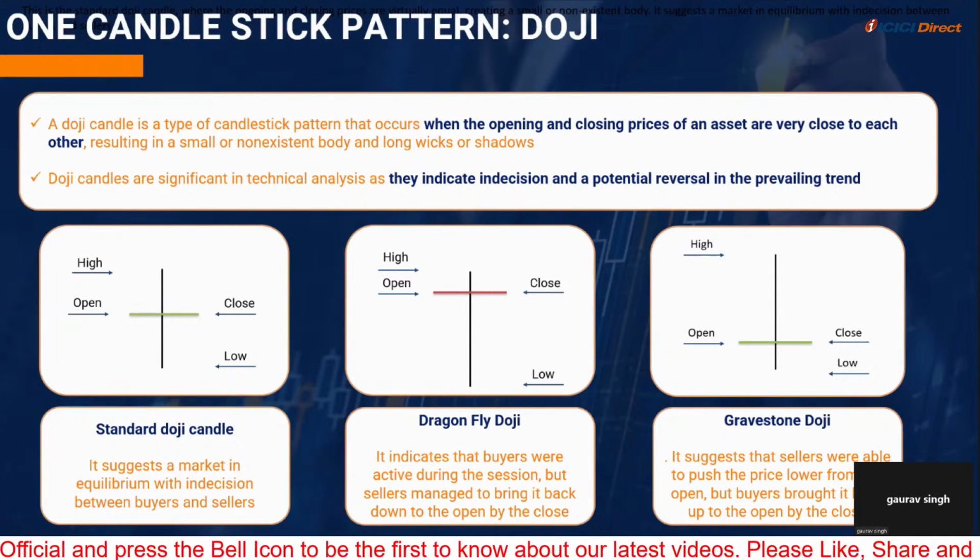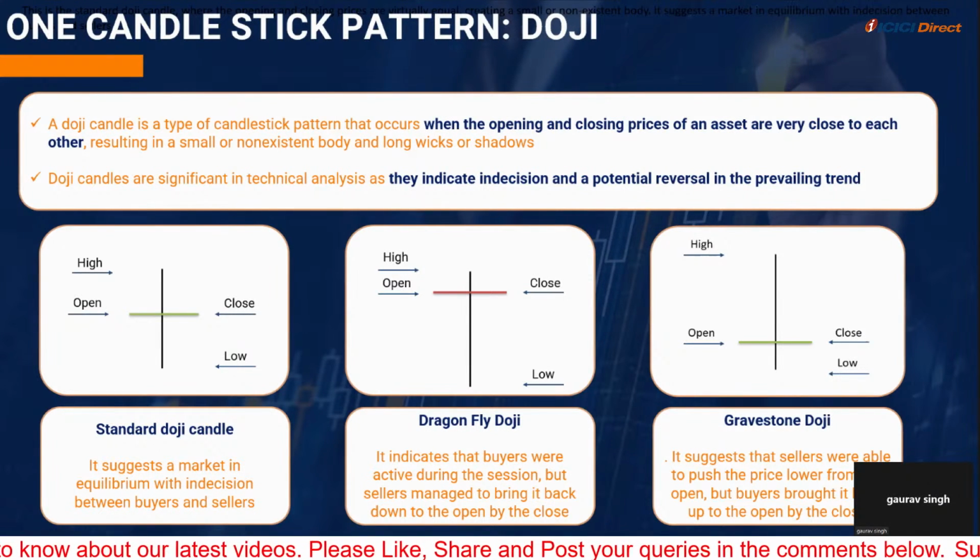Standard doji is an indecision candle. Dragonfly doji indicates somewhat bullish momentum. Gravestone doji indicates a negative momentum. That is, the sellers are in the market, and that is why the price is pushed down from a higher level. In dragonfly, the price is pushed up from a lower level. In gravestone doji, the price is pushed down from a higher level.